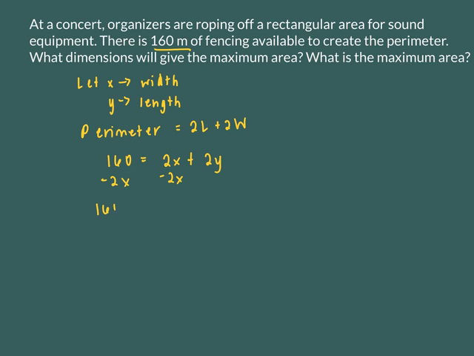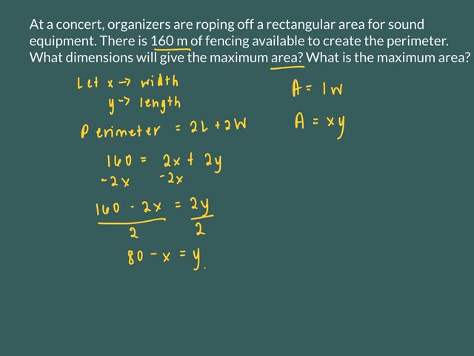So that's going to be 160 minus 2x equals 2y. And then we can divide both sides by 2. And we will get y equals 80 minus x. So from there, since we're also looking for the area, let's recall, area is equal to length times width. Or in this case, area is equal to x times y.